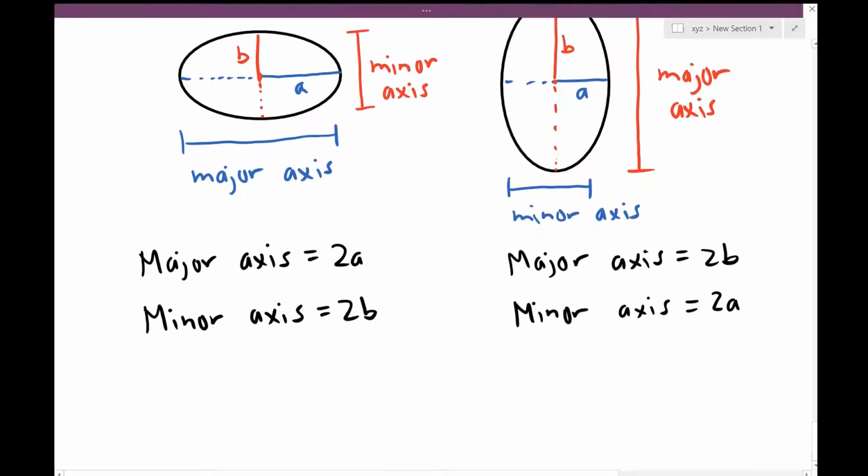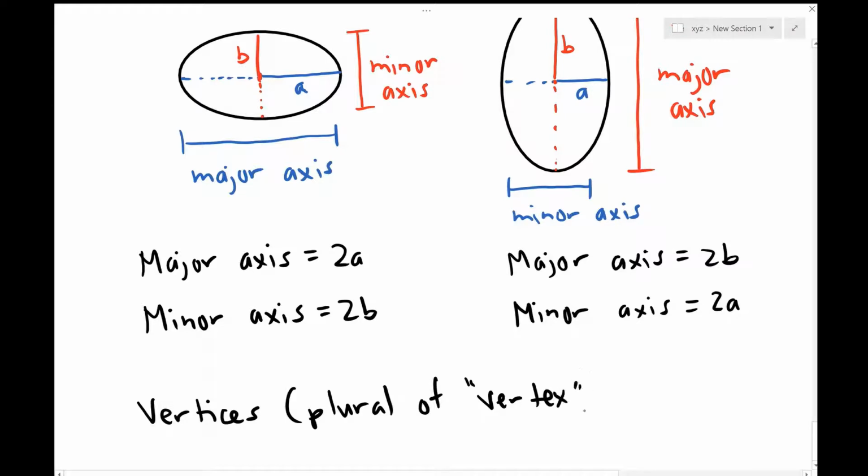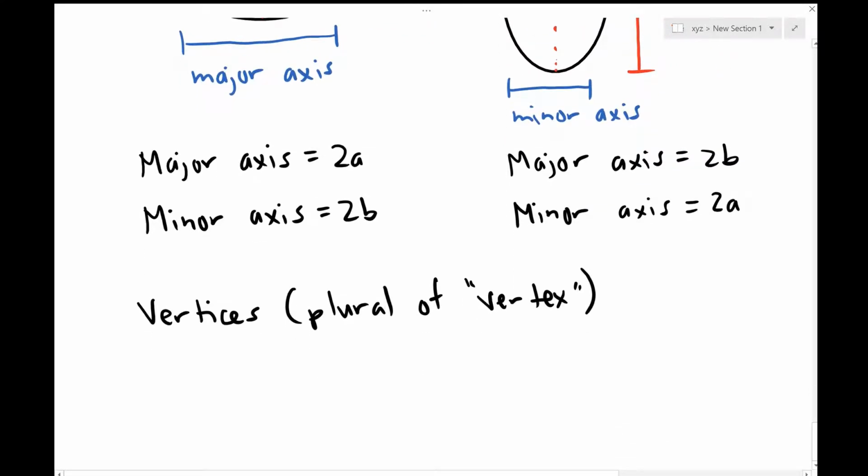Another term that we need to be familiar with are the vertices of the ellipse. So the word vertices, this is simply the plural of the word vertex. So we can talk about one vertex or two vertices. Well, the vertices of an ellipse, these are just the endpoints of the major axis.